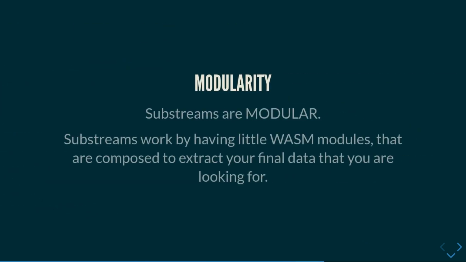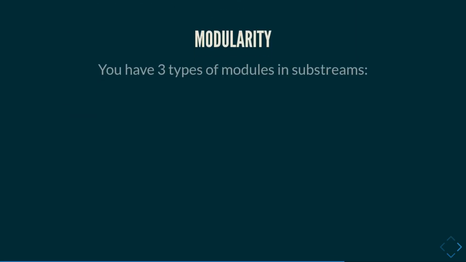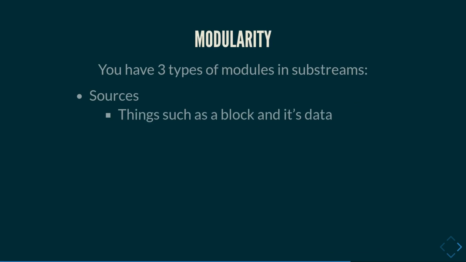They're also modular. Substreams work by having little WASM modules that are composed to extract your final data that you're looking for. And for those who don't know, WASM is short for WebAssembly, which is a very fast assembly language for the web. And specifically, this is kind of like the environment that the code is written in. And inside of Substreams, there are 3 types of modules. There are sources, things such as blocks and its data. You can say that they aren't directly modules, but I personally consider them modules, so I'm just going to call them a module.